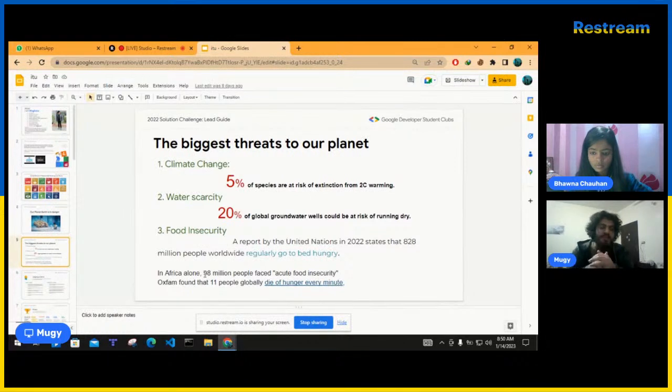We simply have to pick a category from those 17 sustainable development goals and just start working on it. So it is also really important. We have to care about these sustainable development goals.